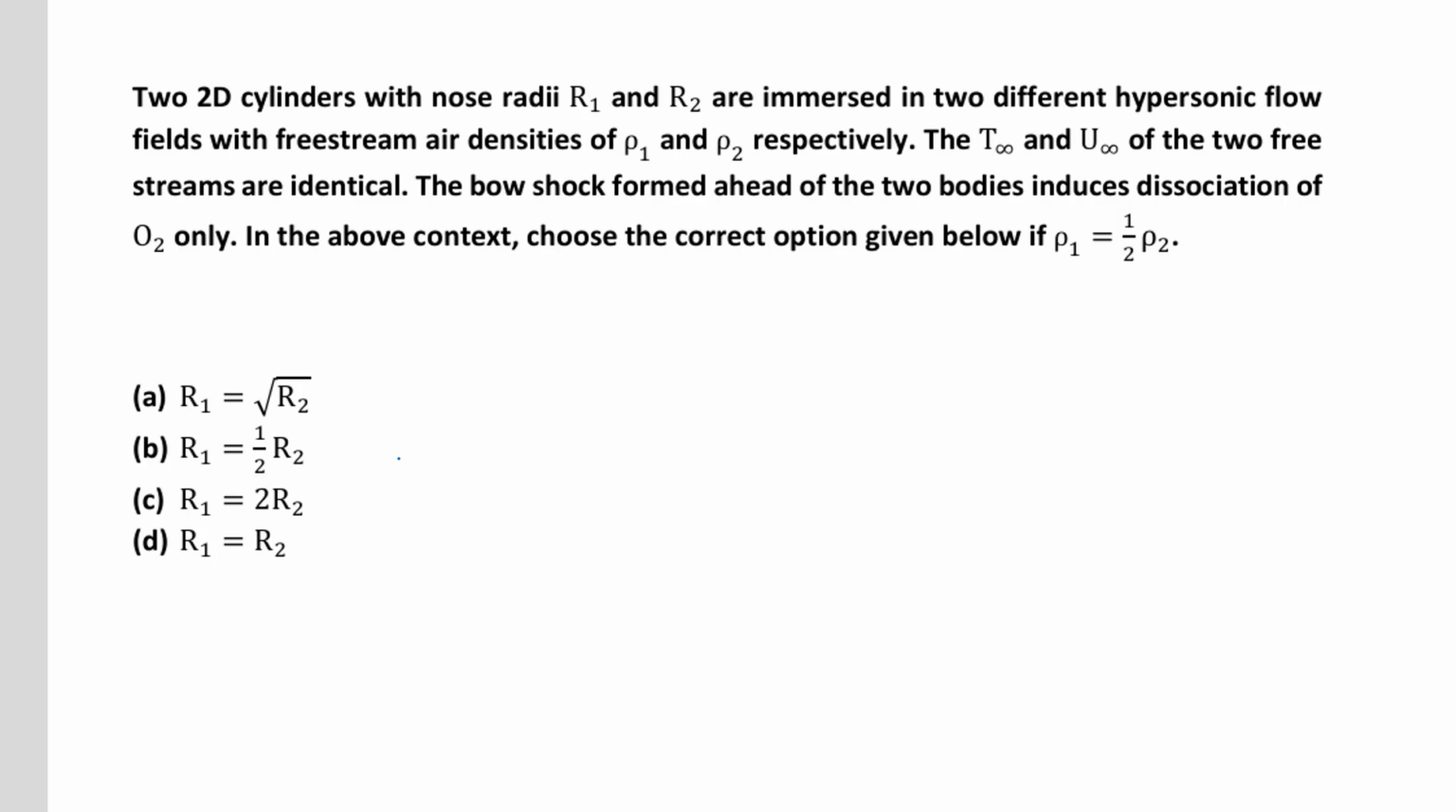Now we will see the other problem. Two 2D cylinders with nose radii R1 and R2 are immersed in two different hypersonic flow fields with free stream air density of rho 1 and rho 2 respectively. The T infinity and U infinity of these two free streams are identical. The bow shock formed ahead of the two bodies induces dissociation of O2 only. In the above context, choose the correct option given below if rho 1 equals half rho 2.